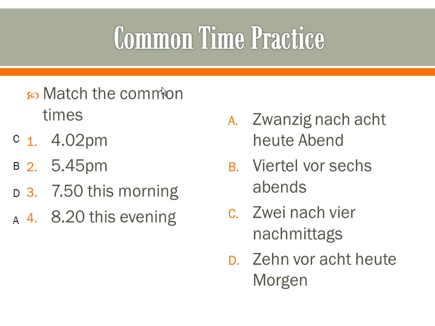And down here, let's see, we see 2 nach 4 nachmittags. That translates to 2 after 4, which would be 4:02. And then it tells you nachmittags, afternoon, so you know that's p.m. And then last here we have 10 vor 8 heute Morgen, 10 before 8. 10 minutes before 8 o'clock is 7:50.